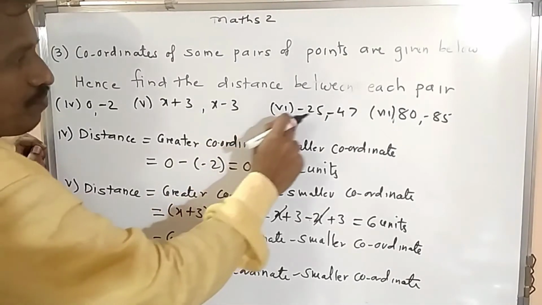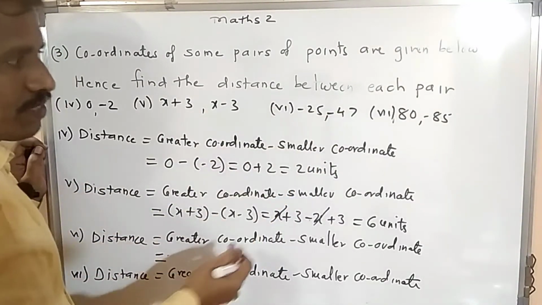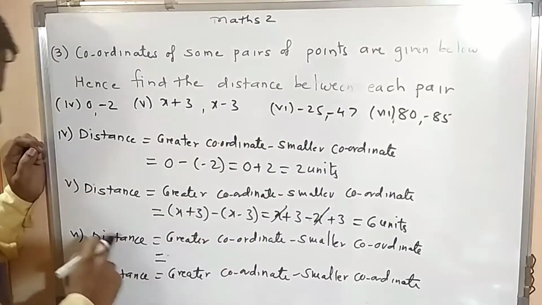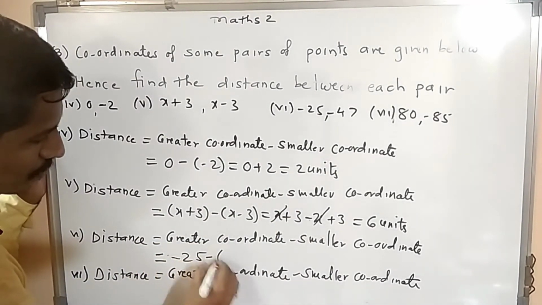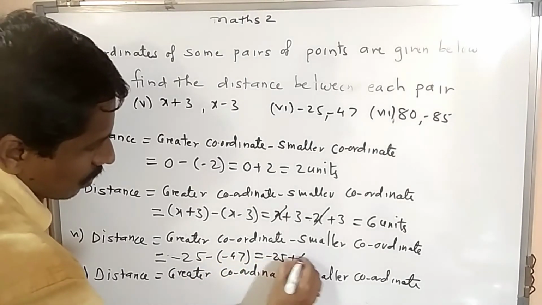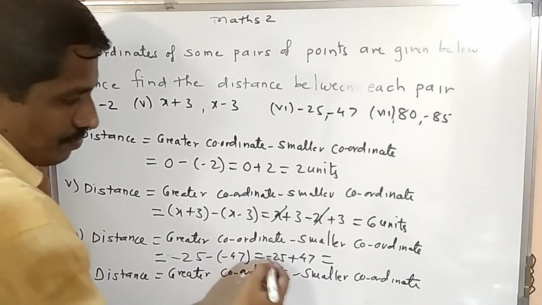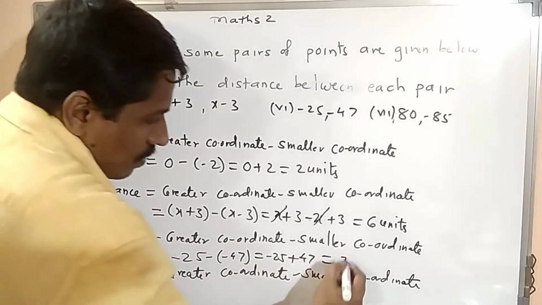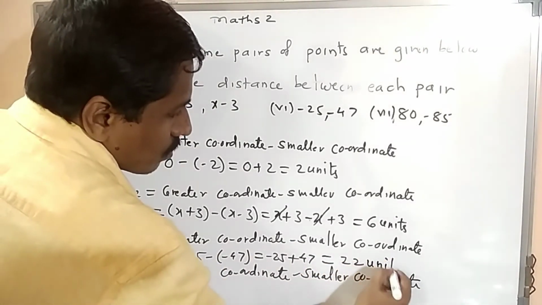So question number 6, -25 and -47. Which one is the greater coordinate? -25 is the greater coordinate, -47 is the smaller coordinate. Distance is equal to greater coordinate minus smaller coordinate. -25 minus -47, that is -25 plus 47. Since signs are different, therefore we subtract smaller from greater one. 47 minus 25, that is 22 units.